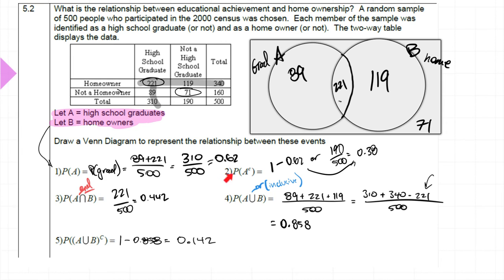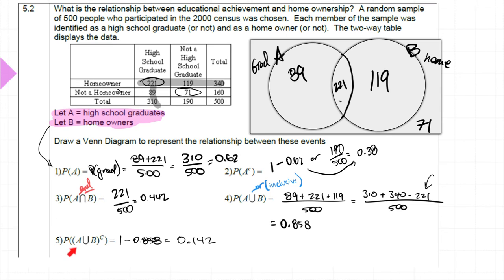And let's look at the last ones. First, let's look at number 2. What's the probability of the complement of A? Meaning, if A is they graduated from high school, this means they did not graduate from high school. So not a high school graduate. There's 190 of them. So we can do 190 divided by 500. We get 0.38. Or we can take the probability that they did graduate high school, 0.62, and we just subtract that from 1. So 1 minus 0.62 is 0.38.